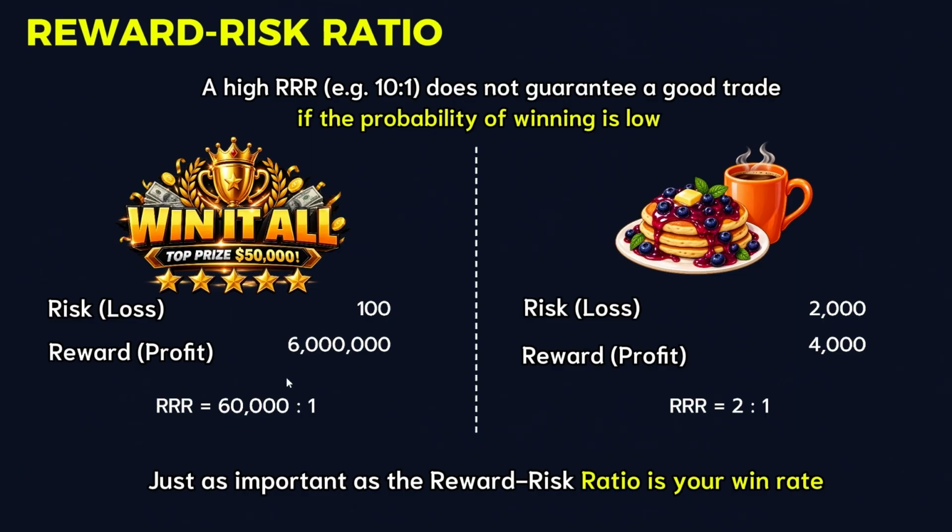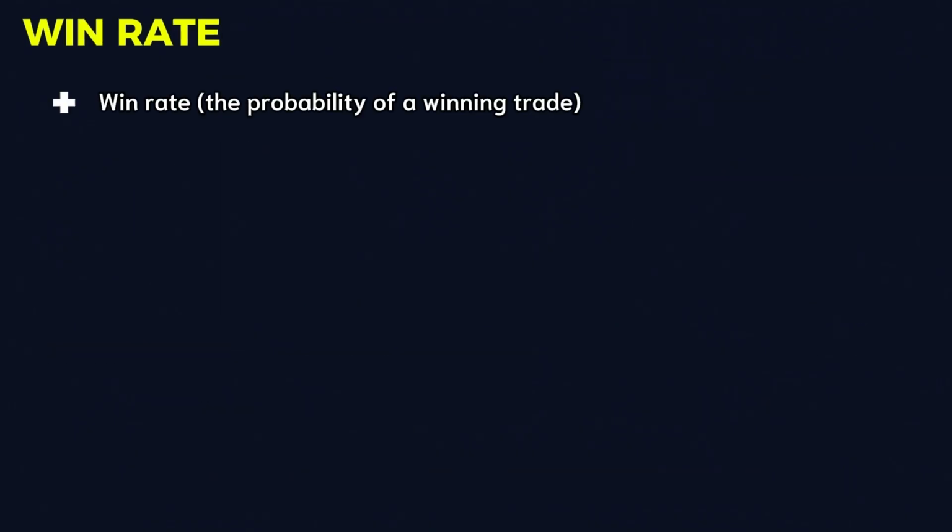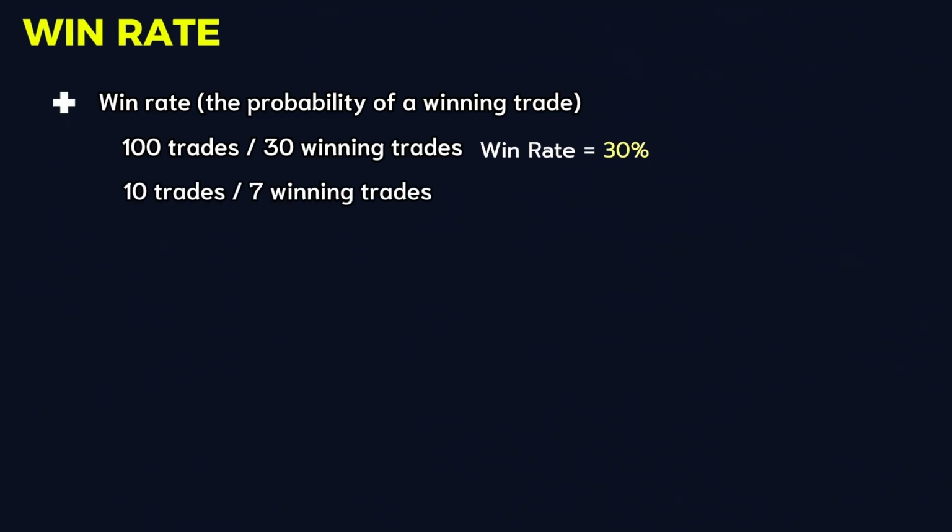Win rate simply means the percentage of winning trades. For example, if you take 100 trades and win 30, your win rate is 30%. Here's another example. Suppose you only take 10 trades, but you win 7 of them. Your win rate is 70%. Now here's something that surprises many people. Most professional traders only have a win rate of around 40% to 50%. You might wonder how that's possible. How can they make money if they lose more trades than they win?